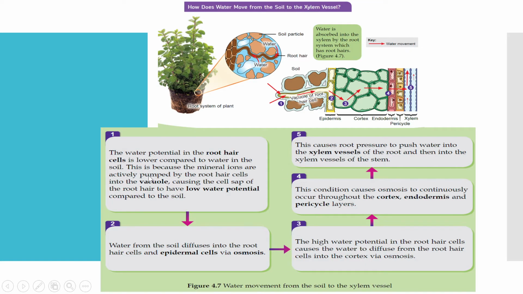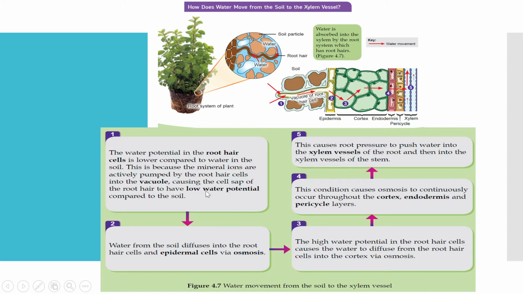So these are the explanations indicated by number 1 to 5. Number one here, it's very simple. You don't need to memorize the words, but you can spontaneously write down the description when you understand the concepts. It says here the water potential in the root hair cells is lower as compared to the one in the soil. Inside here is lower. Why? Because mineral ions are actively pumped. Remember the active transport, where the potassium ions are being transported into the root hair cells, into the vacuole, causing the cell sap of the root hair to have low water potential as compared to the soil.